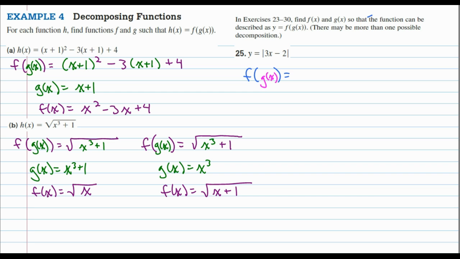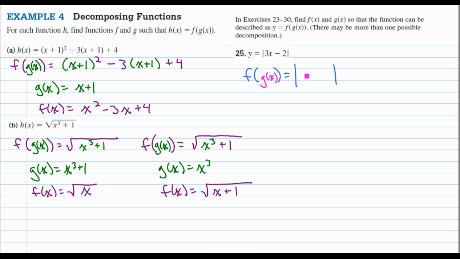The now try problem for example 4 is number 25. It also has a couple options for decompositions. I'm going to look at what I think is the most basic one. I'm just going to take the extreme outside, so the absolute value portion, and I'm going to color that blue.